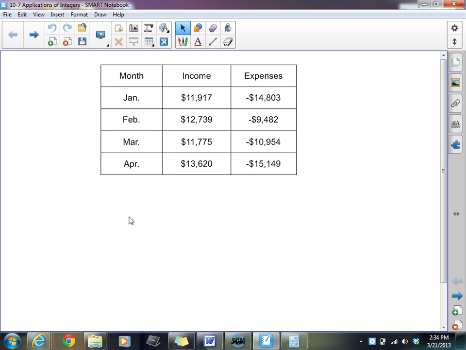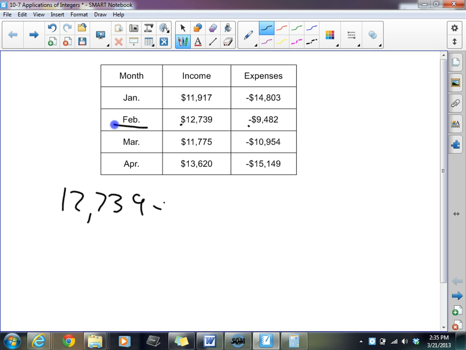Example 1 says, find Flower Mania's profit or loss for February. So let's go ahead and focus in. This is February. The income is the amount of money they gained, and the expenses are the amount they lost. So all you have to do is add those two numbers together. It's going to be 12,739 plus a negative 9,482. Now, remember, you can think of adding a negative as subtracting.